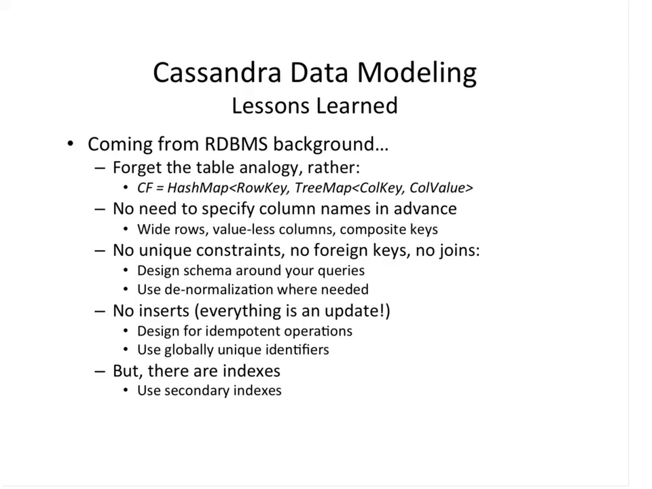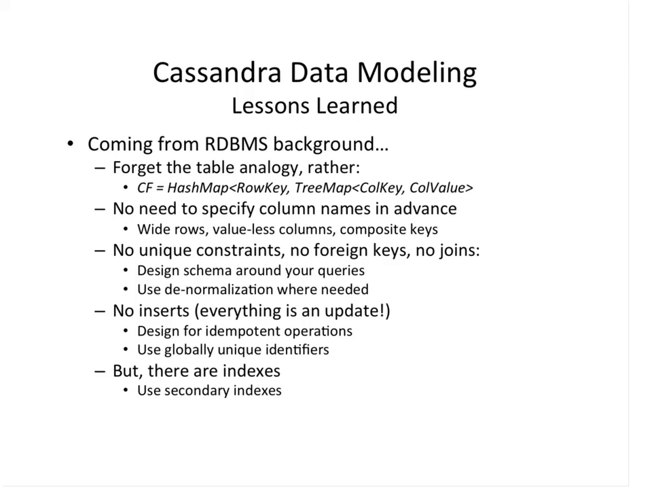If you look at it this way, all of these no's that come with NoSQL start to make a lot of sense, right? There's no need to specify column names in advance. You don't need a static schema like you would in a relational database. And this is exactly what allows you to have wide rows, valueless columns, composite keys. All those things then start to make sense. Furthermore, you have no unique constraints, no foreign keys, which really means you have no complex queries. You cannot really write complex queries.